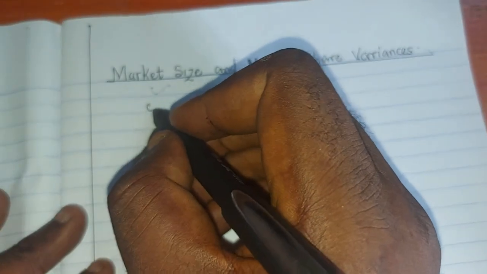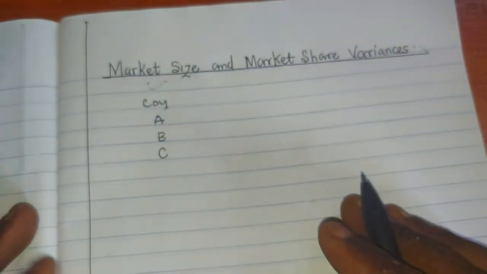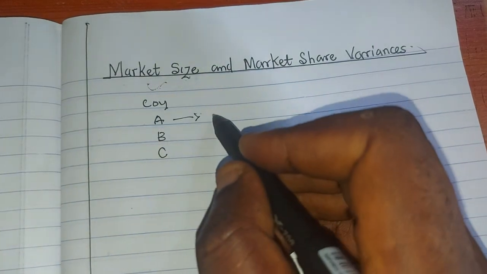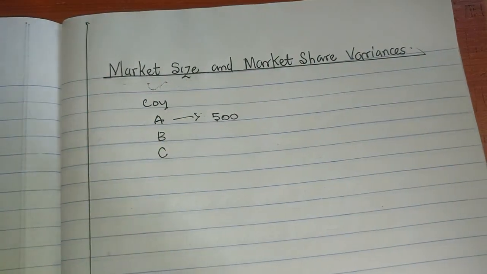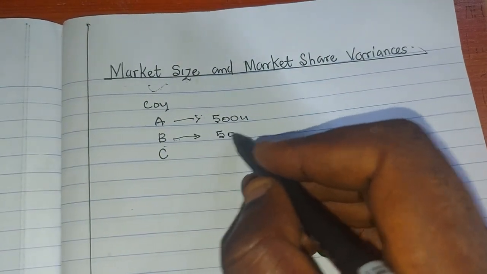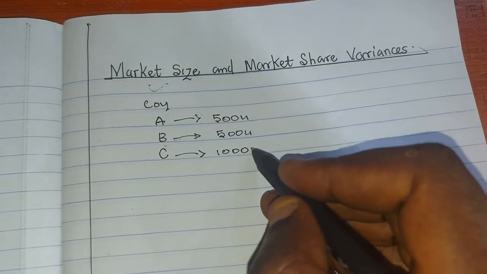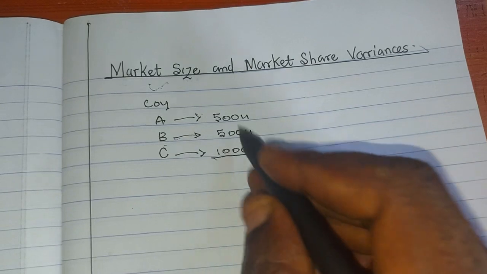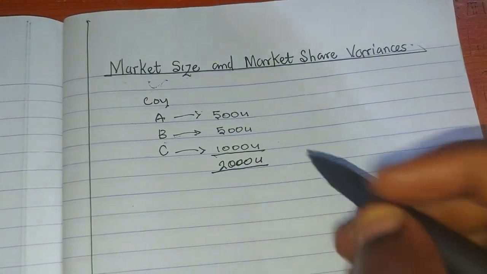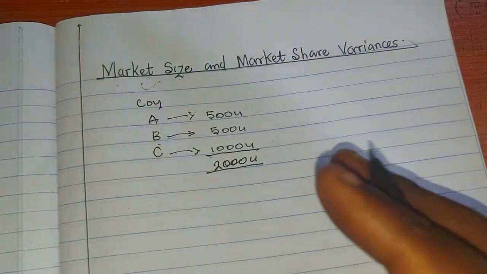Let us assume that we have three companies, company A, company B, and company C, that sell similar products. The total units sold by A is 500 units, and the total units for B is also 500 units. The total units for C, say, is 1,000 units, and the total in the single market is 2,000 units. So this is the market size. That is the total sales in a single market.